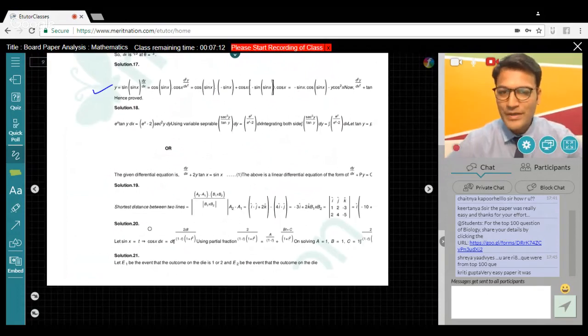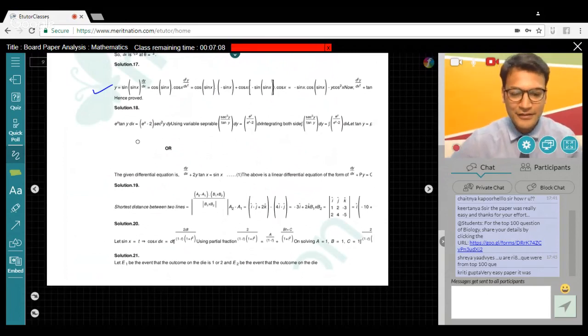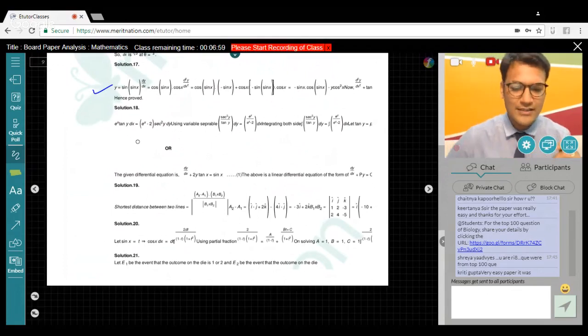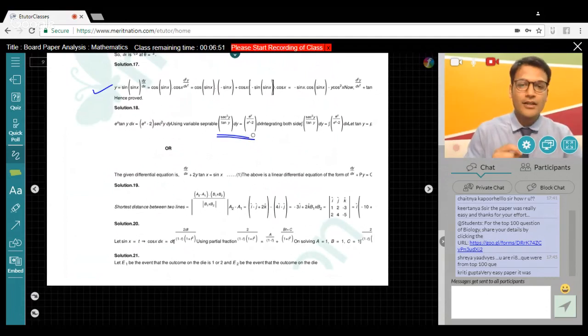Okay, question number 18. Similarly, on the same lines, it's a simple question. I'm talking about part A. Find the particular solution of the differential equation. This is a variable separable equation, so you can directly separate the variables and integrate. Integration is also very simple because in the numerator you have the derivative of the given denominator. It's again a simple question.